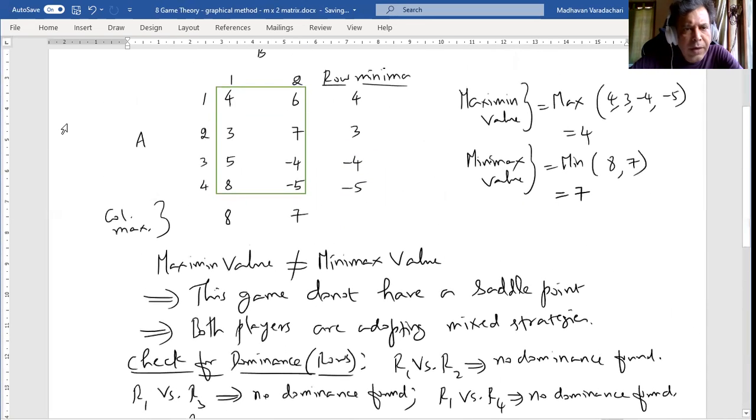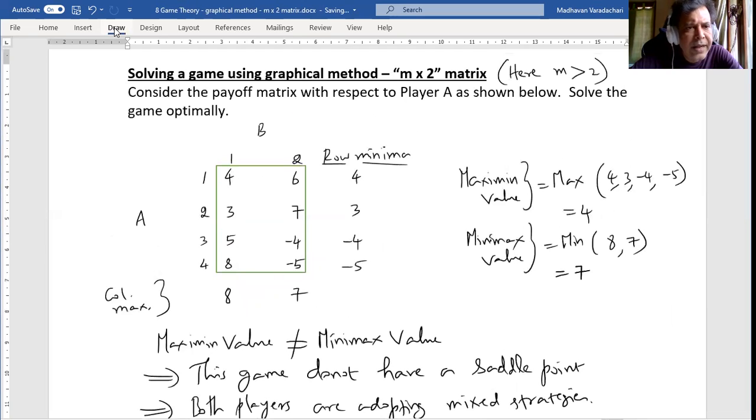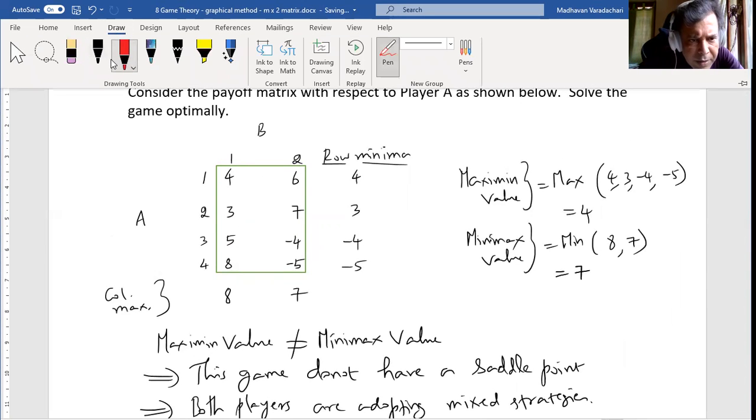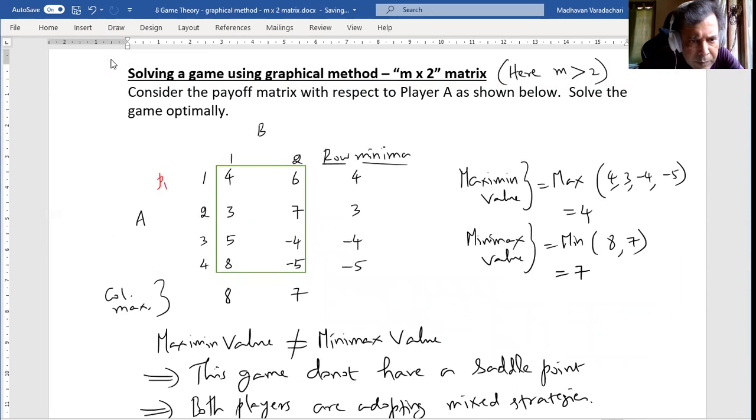Now, for our convenience, let us just write those probabilities here. Here, Q1, Q2.